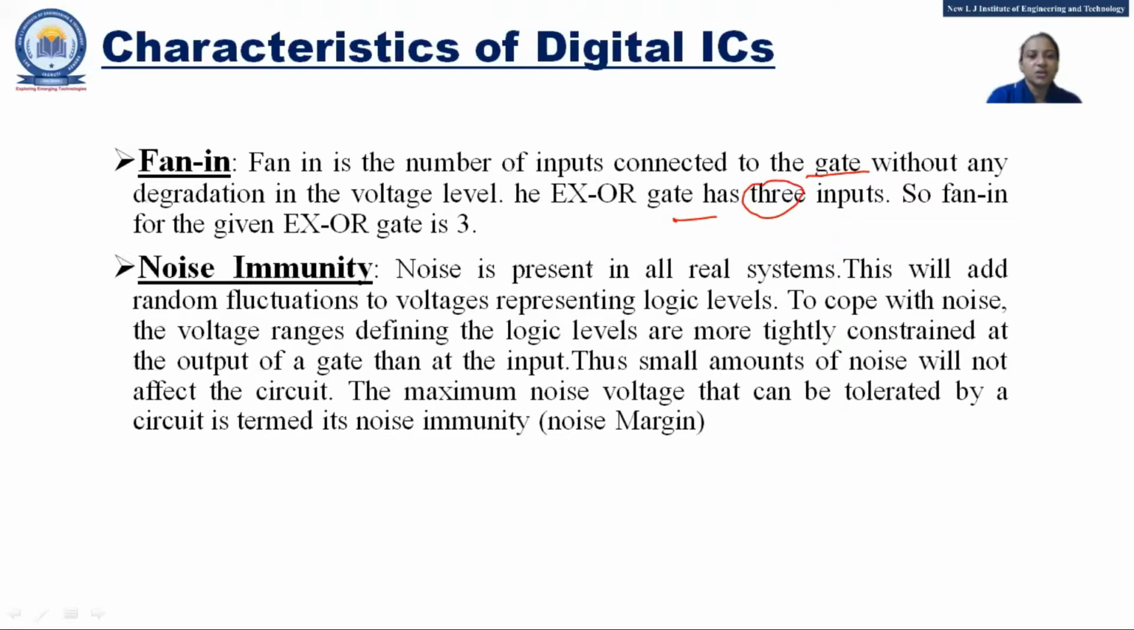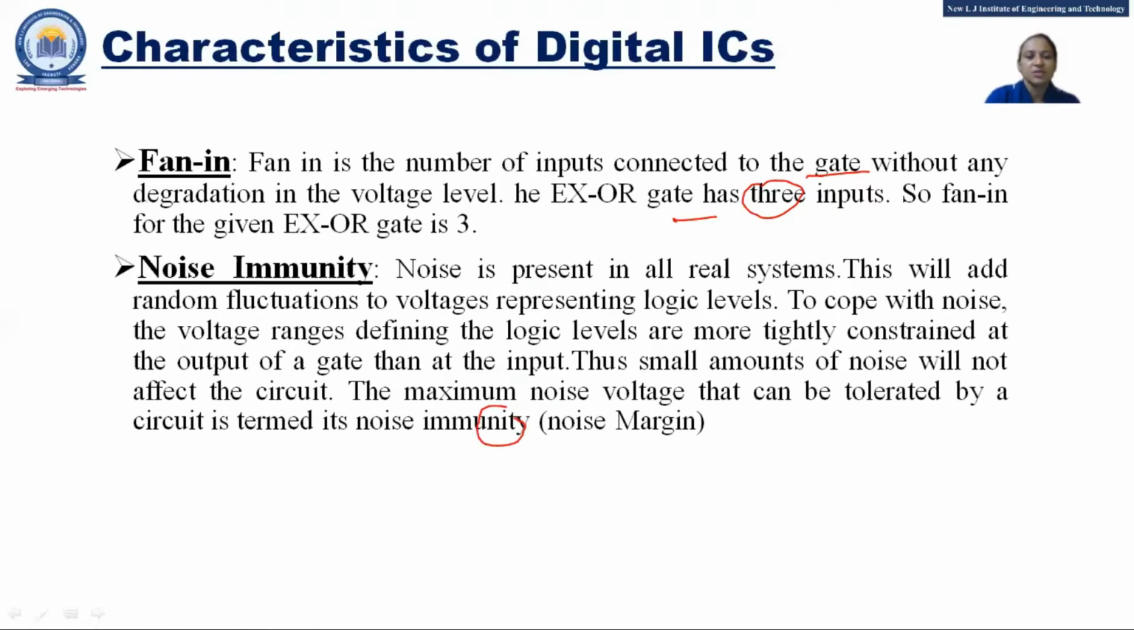Next is noise immunity. What is noise immunity? Whenever a signal travels from input to output, noise may occur, which adds some random fluctuation to the voltage levels. To cope with this noise, the voltage ranges defining the logic levels are more tightly specified at the output as compared to the input. So a small amount of noise that can be tolerated will not affect the whole functioning of the circuit.